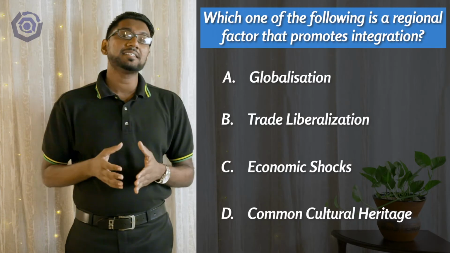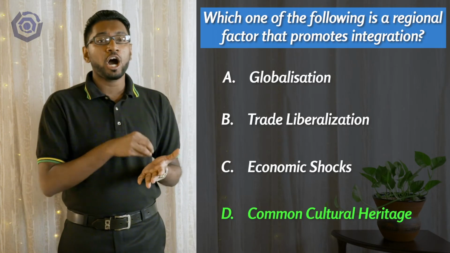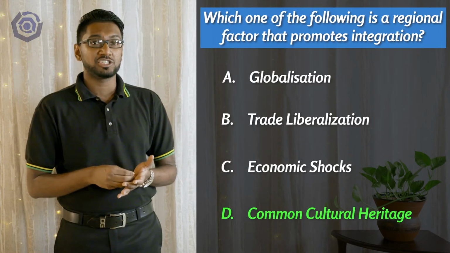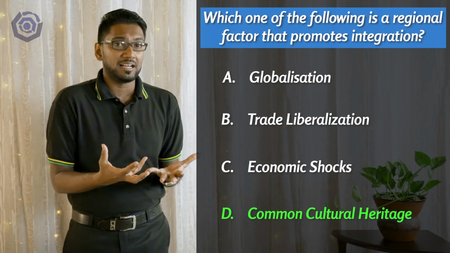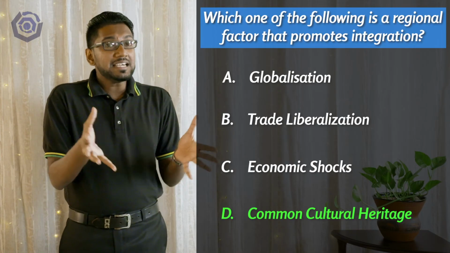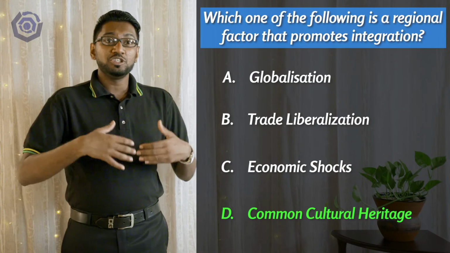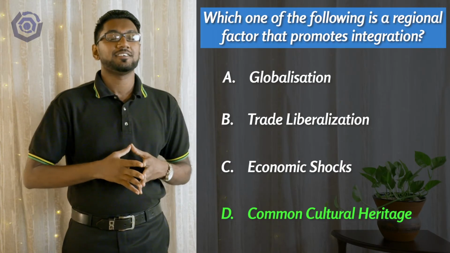So the correct answer there would be D, common cultural heritage. Because we're so similar as a people, it's easier for us to unite and integrate regionally.